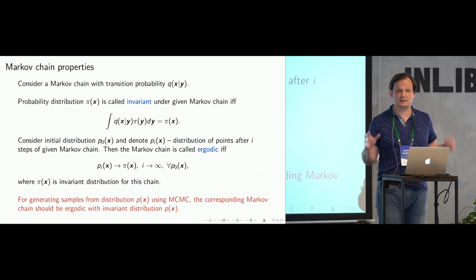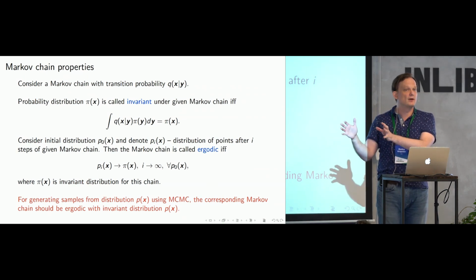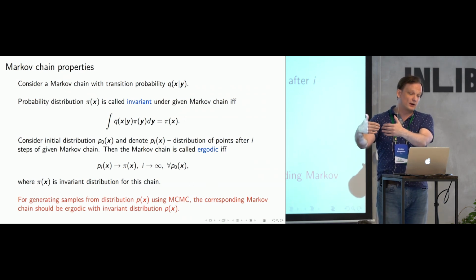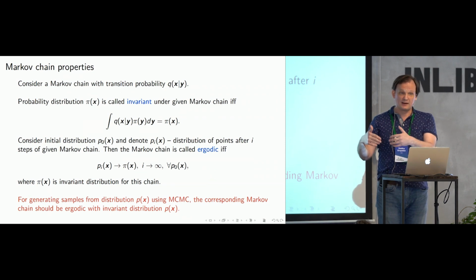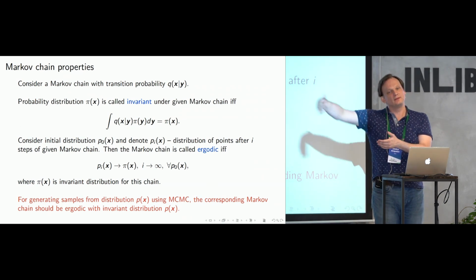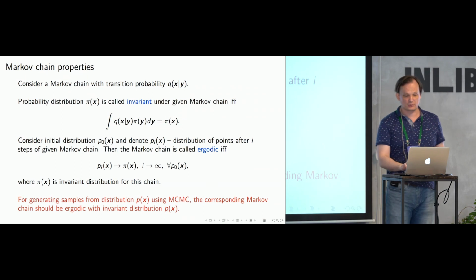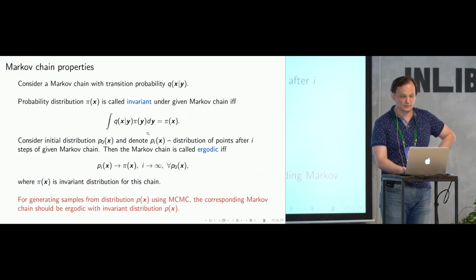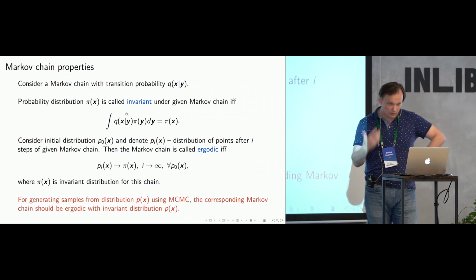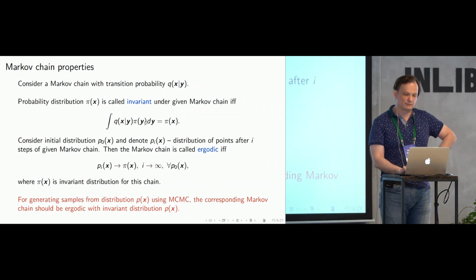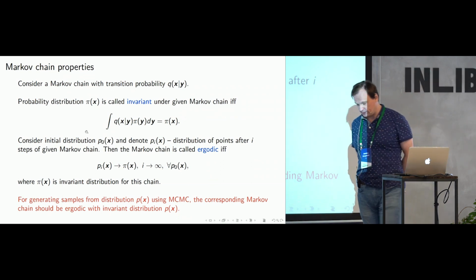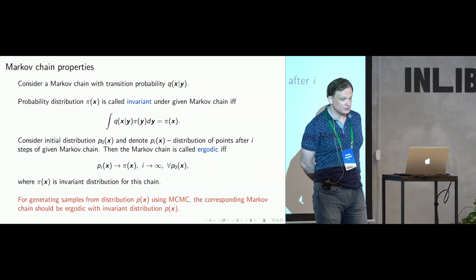What does it mean? It means that suppose we already have a sample from our true distribution pi of x, and then we transform it using our transition probability. For sure, we should again come to samples from our desired distribution. If it is not so, we would not be able, in the limit, in the convergence, to sample from our desired distribution. So this is the first property that we should ensure, that our desired distribution is invariant with respect to our transition probability. And the second property is called the ergodicity of the Markov chain.